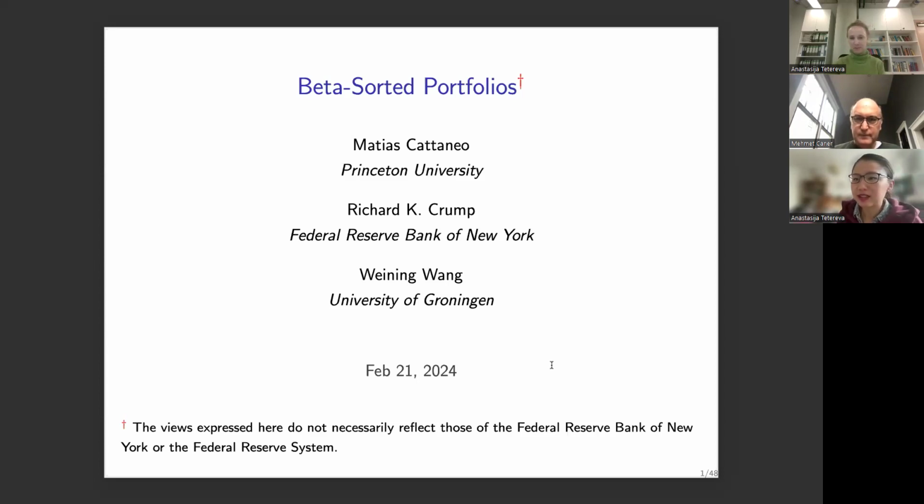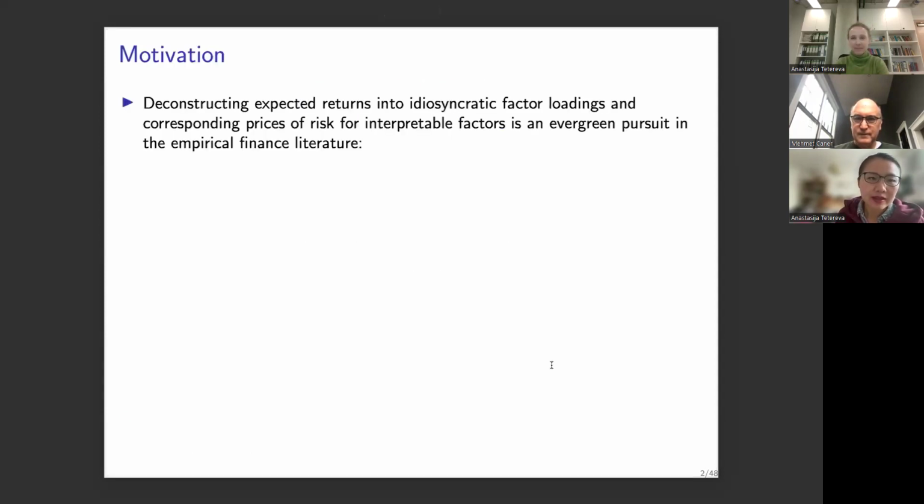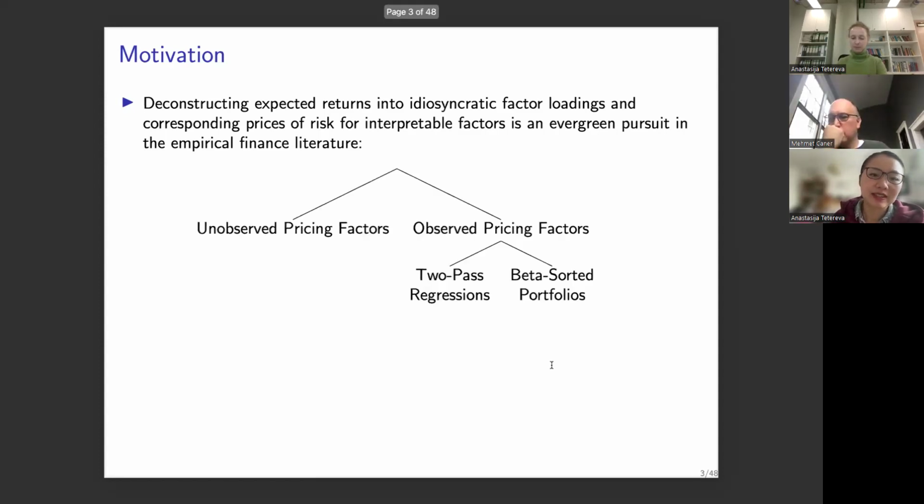Great. Thanks a lot for the invitation. And I'm presenting beta sorted portfolio. Because the time is tight, let's start. The motivation of this paper is about connecting expected returns to factor loadings and the corresponding price of risk for interpretable factors. It's always a task for a lot of empirical finance and metrics papers.